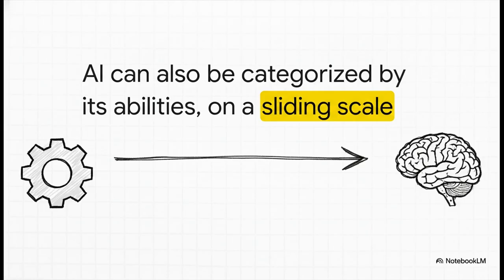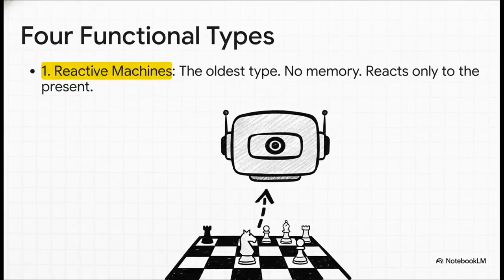Another way you can look at all this is by an AI's actual abilities, on a kind of sliding scale from the really simple machines of the past to the theoretical minds of the future. So let's do a quick trip through that evolution. First up, you've got reactive machines. These are the oldest kind of AI, and they have zero memory. They can't use past experiences to change what they do now.